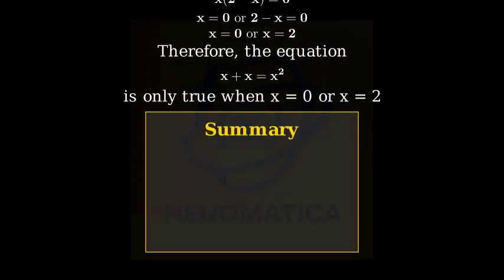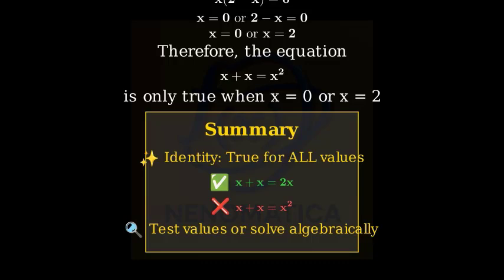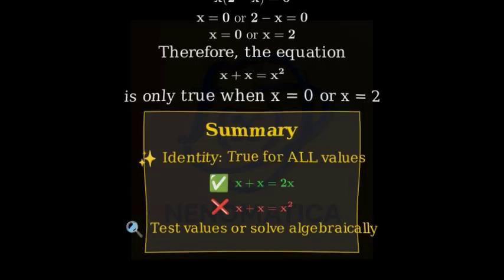Let's summarize what we've learned about identities. An identity is an equation that is true for all possible values of the variables involved. We tested two equations, x plus x equals 2x, which is an identity because it's true for all values of x, and x plus x equals x squared, which is not an identity because it's only true for x equals 0 and x equals 2. To determine if an equation is an identity, we can either test various values to see if the equation holds true for all of them, or solve the equation algebraically to find any restrictions on the values.